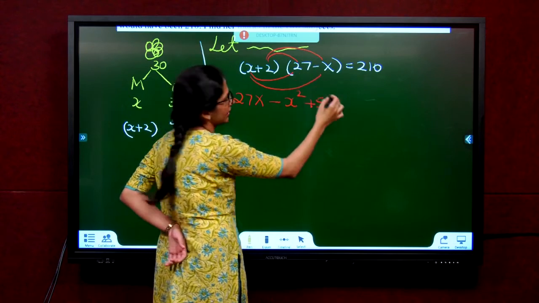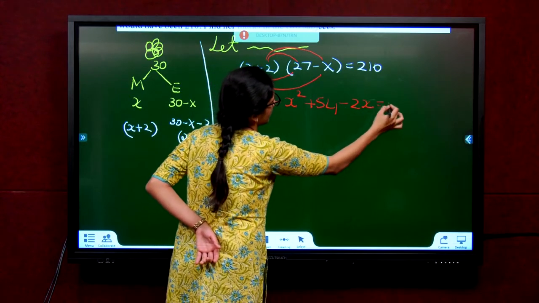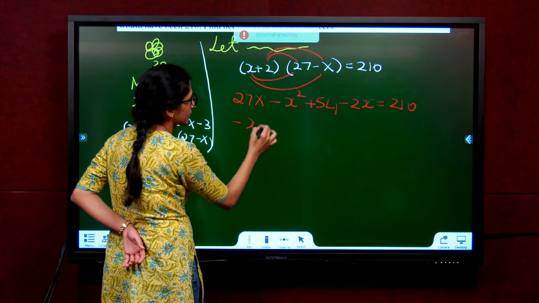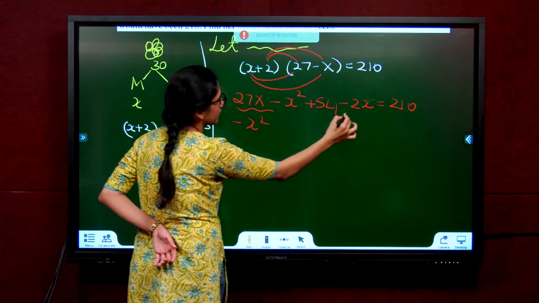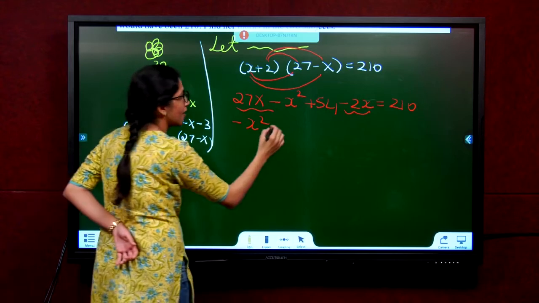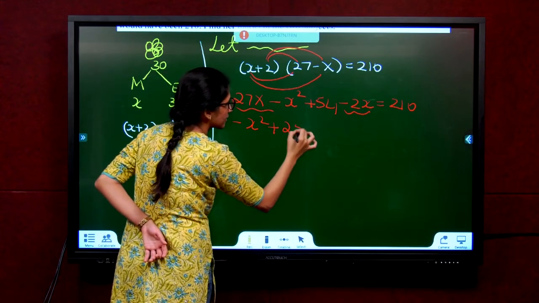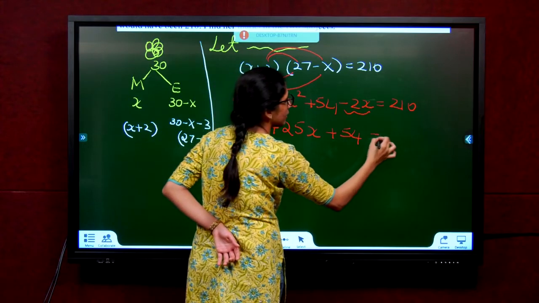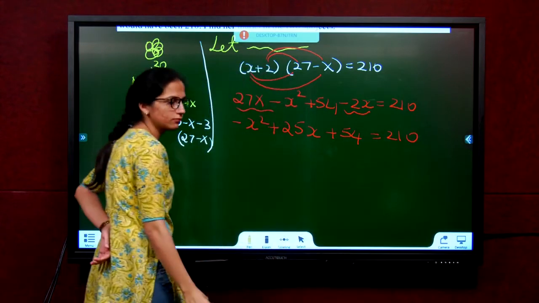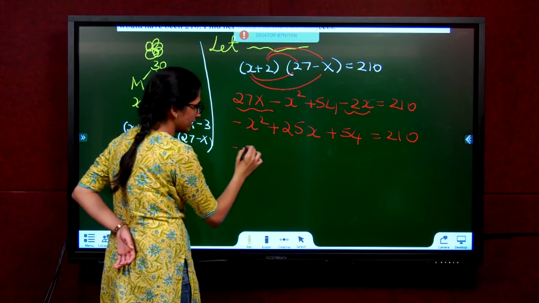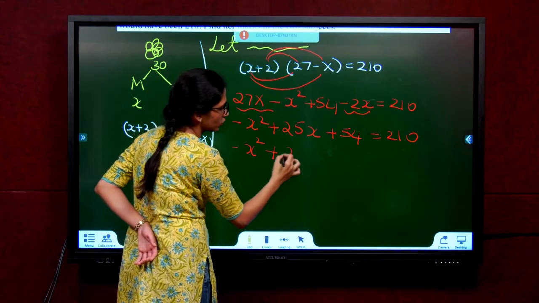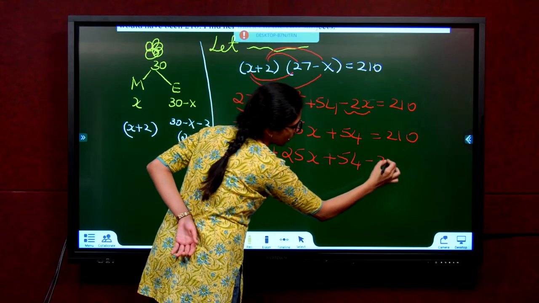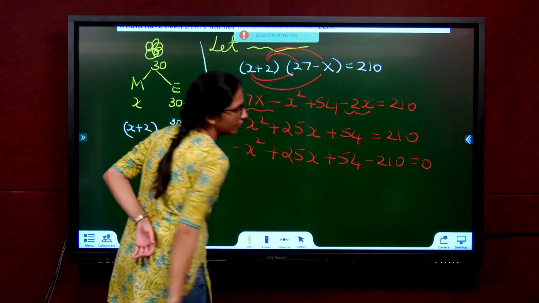2 into minus x minus 2x is equal to 210. Minus x square, 27x minus 2x plus 25x plus 54 is equal to 210. Bring the 210 this side. Minus x square plus 25x plus 54 minus 210 is 0.